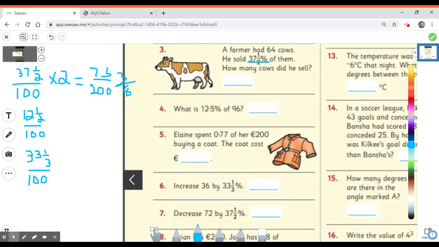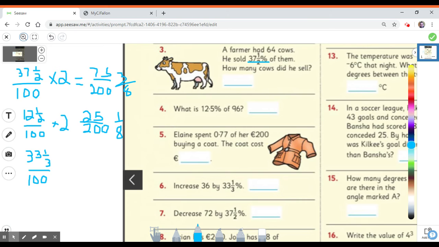Question 4, what is 12.5% of 96? Again, we have to change 12.5% into a fraction. Well, first of all, 12.5 is 12.5, so we put it over 100, and again, we're going to multiply it by 2. So 12.5 times 2 is 25. And 2 times 100 is 200. Now we simplify. So what can both go into 25 and 200? The answer is 25. So that will go in 1 and 8 times. So again, this is somewhere we divide by the bottom, multiply by the top.